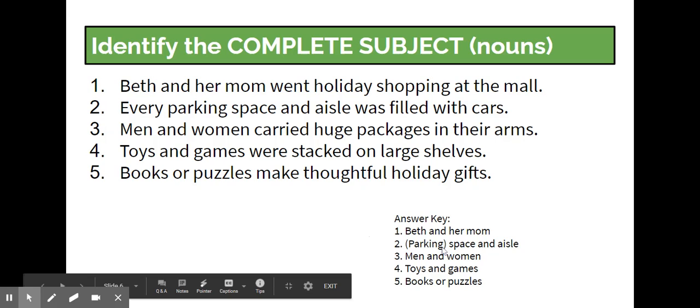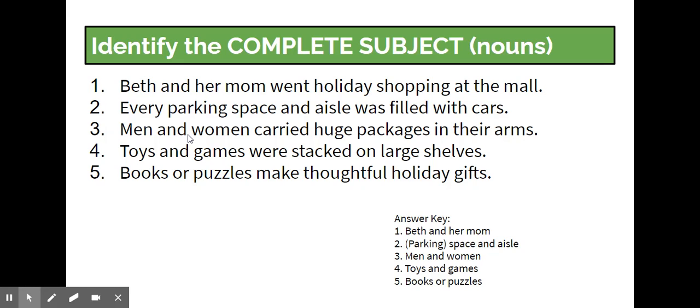Number 2, parking space and aisle. Every parking space and aisle was filled with cars. Number 3, men and women. There's the subject of the sentence. Men and women, there's a conjunction, carried huge packages in their arms.